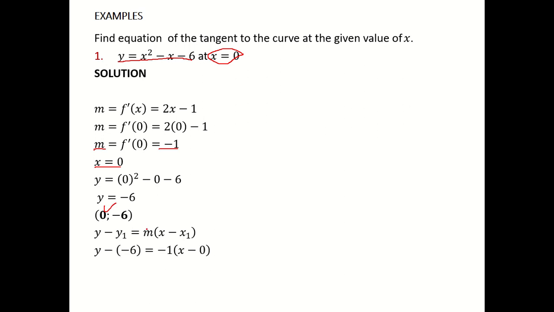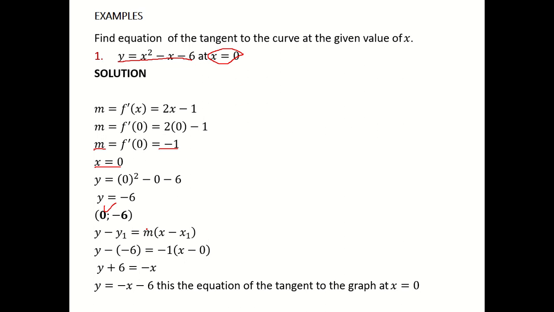And this is what I'm going to get. Please note that -6 is in brackets because it's negative. Simplify that, you will get this. Transpose 6 and simply make y the subject of the formula. And this is the gradient. This is the equation of the tangent to the graph at x is equal to 0.